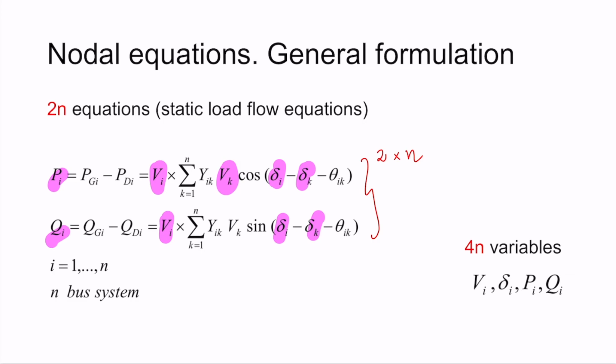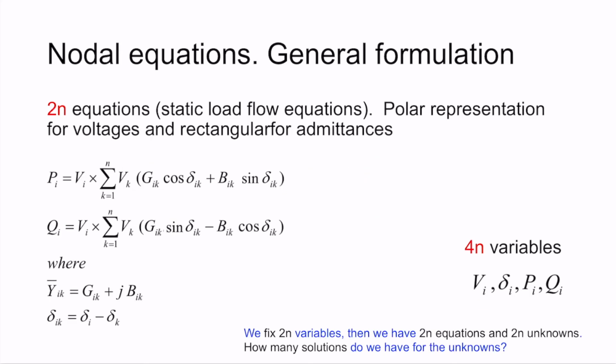But in principle, voltage angle and voltage magnitude can have any value. In principle, I don't know them. The same for power injections, maybe they are not known. So how can we calculate 4n variables having 2n equations? For doing so, we need to fix 2 variables at each node. Then we will have 2n equations and 2n unknowns or variables. That will be our goal.